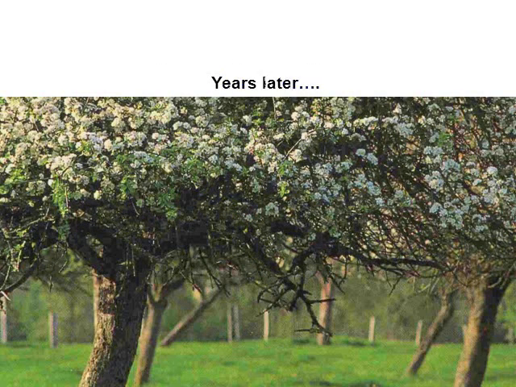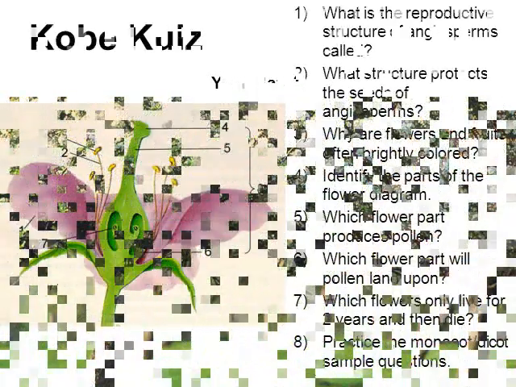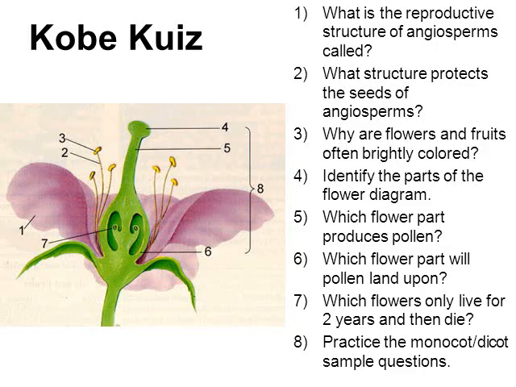And years and years and years later, here we go. There's our little grown-up apple tree, all cute, all grown up, with its own flowers. And so there you go. There's the angiosperm life cycle diagram.